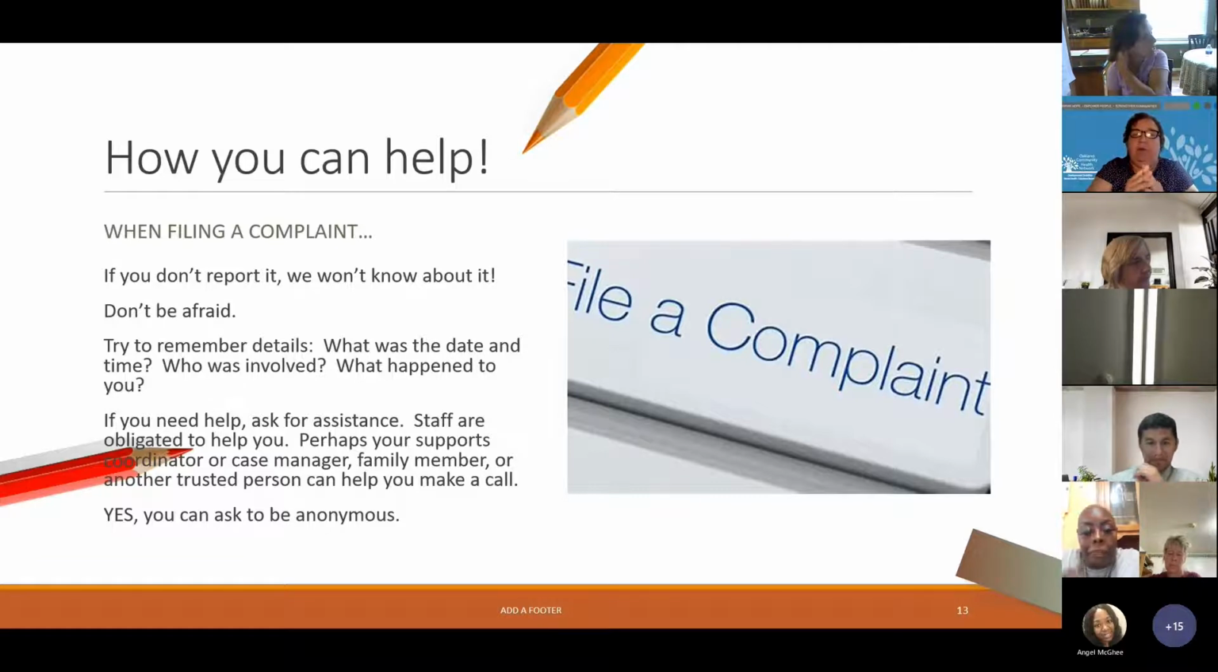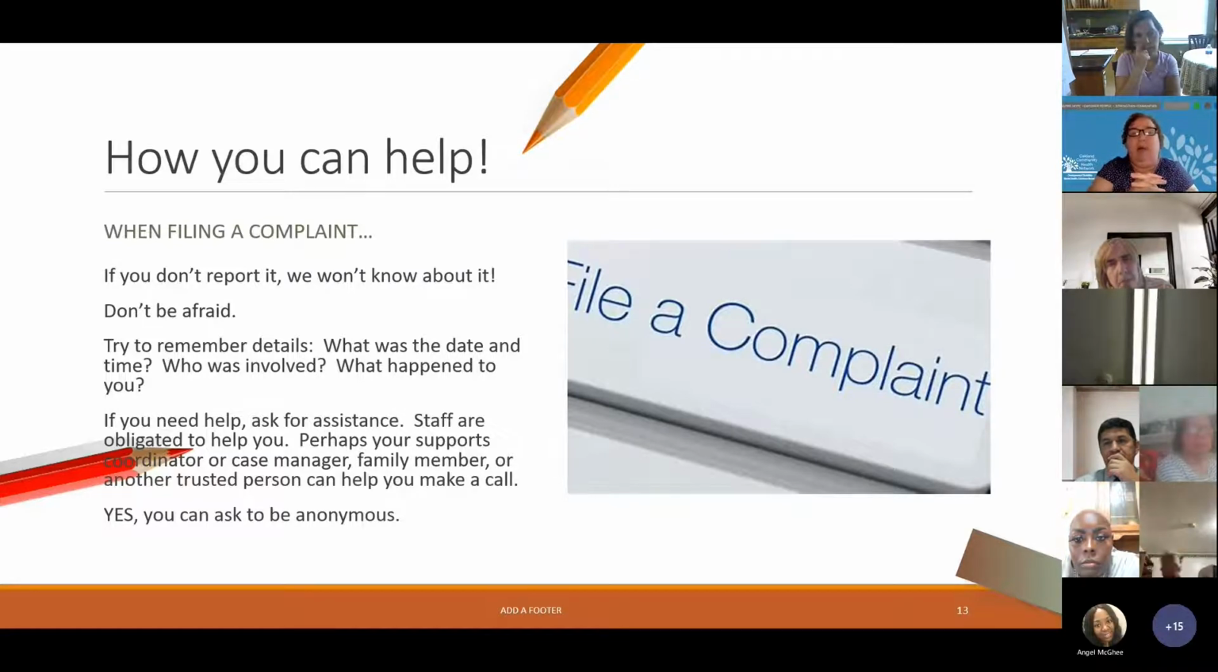And yes, if you're a person served, you can be anonymous. And what that basically means is, let's say, for example, we have an individual receiving services, and her name is Sue Jones. And Sue, for whatever reason, does not want to have her name on the report.